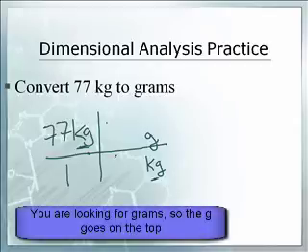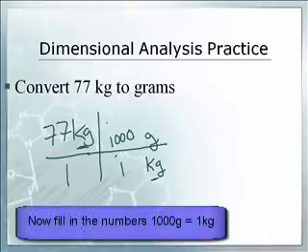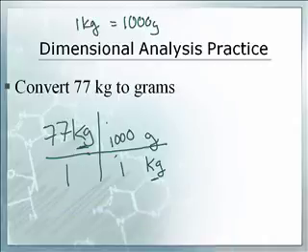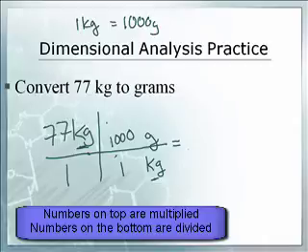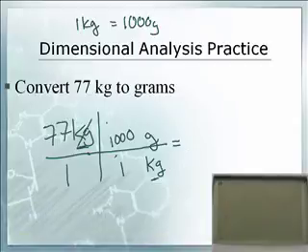That is exactly right. And of course, 1 kilogram is equal to 1,000 grams. You might have written 1,000 grams is equal to 1 kilogram, so we turn that into a fraction. Now, next rule: numbers on the top are multiplied. Would you mind canceling those units? The kilograms, of course, cancel, and I'm left with gram units.